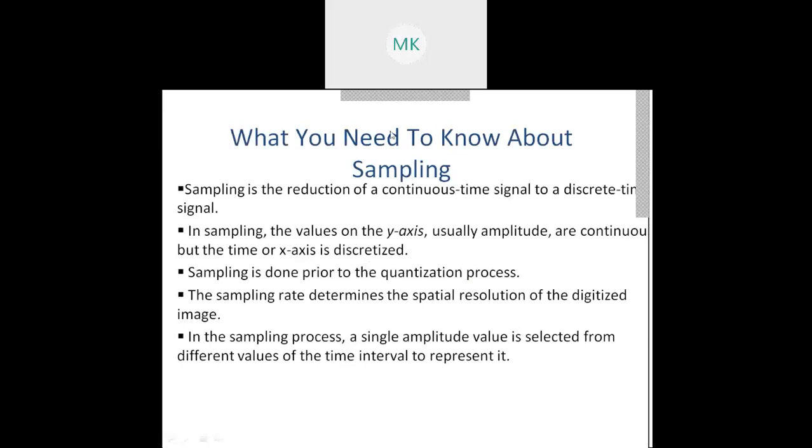What you need to know about sampling: sampling is the reduction of a continuous time signal to a discrete time signal. In sampling, the values on the y-axis, usually amplitude, are continuous, but the time or x-axis is discretized. Sampling is the primary step before the quantization process. Sampling rate determines the spatial resolution of the digitized image. In sampling, a single amplitude value is selected from different values of the time interval to represent it.